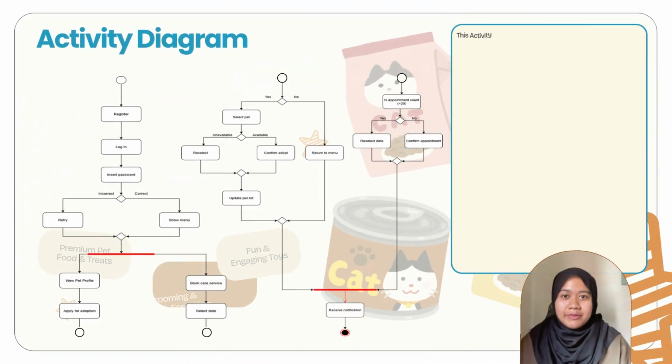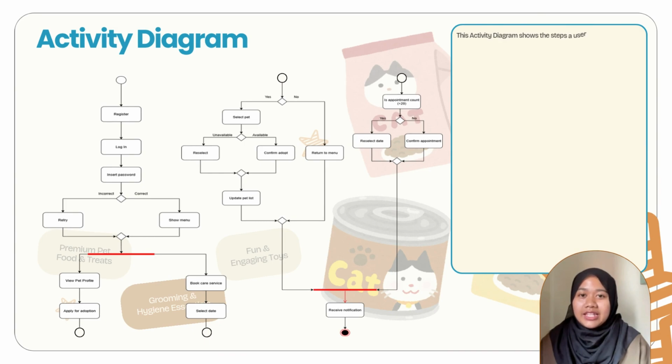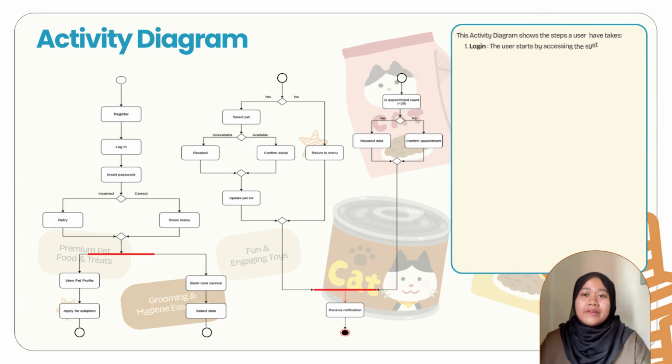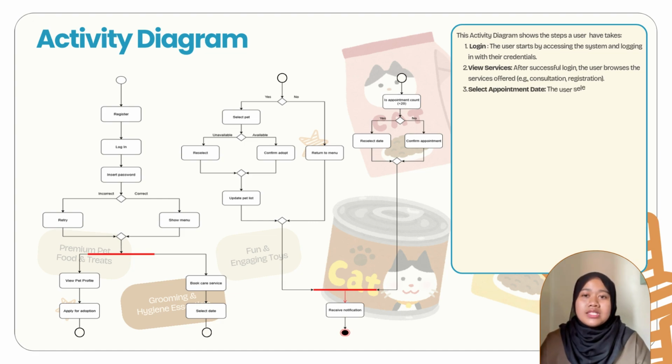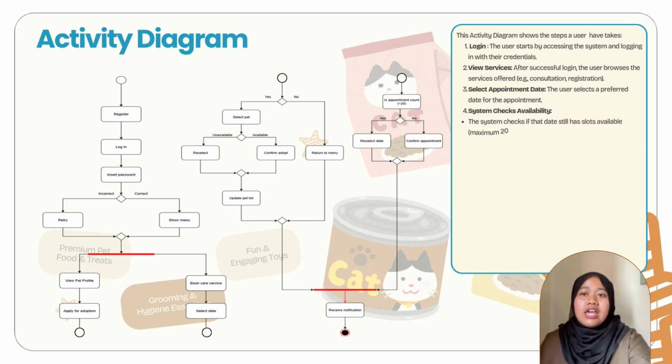Hi, I'm Nurlias Mimiti Khalid and I will explain about the activity diagram and sequence diagram. This activity diagram represents the overall flow of the appointment booking process from the user's perspective. The process starts when the user accesses the system and logs in using their credentials. Once successfully logged in, the user is able to browse and explore the services offered by the system. After choosing a specific service such as healthcare, the user selects a preferred date for the appointment.